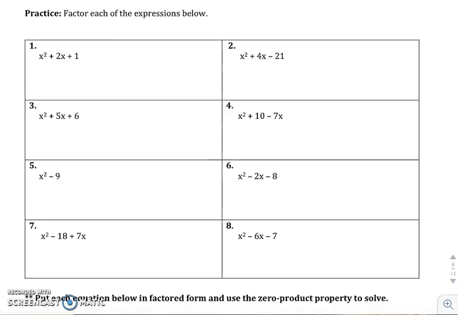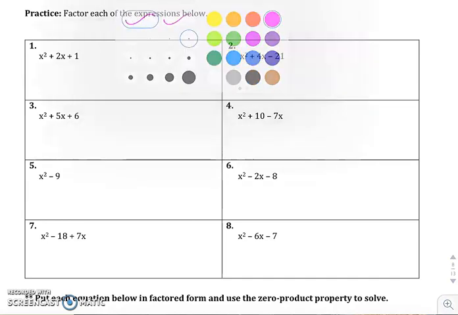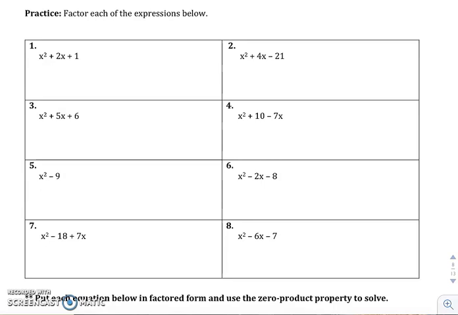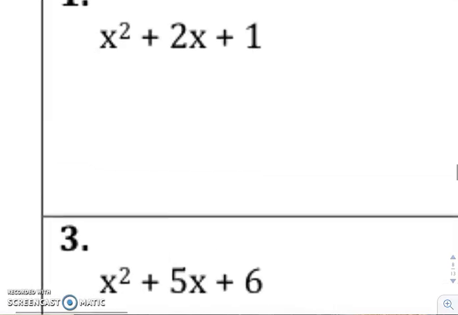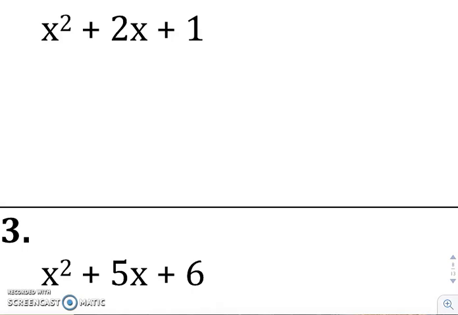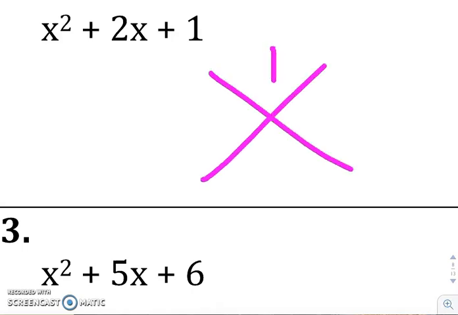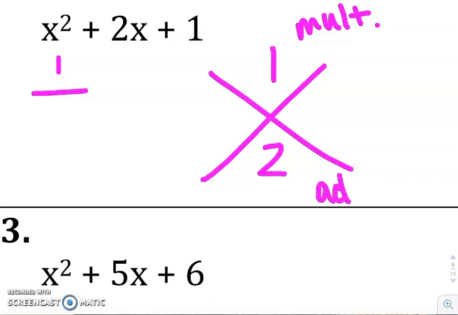Now let's practice actually factoring a couple of these below here. So x squared plus 2x plus 1. Again, we're going to make that diamond. The last term is going to go on the top. The middle term is going to go on the bottom. So we are trying to think of numbers that multiply to get you 1, but add or subtract to get you 2.